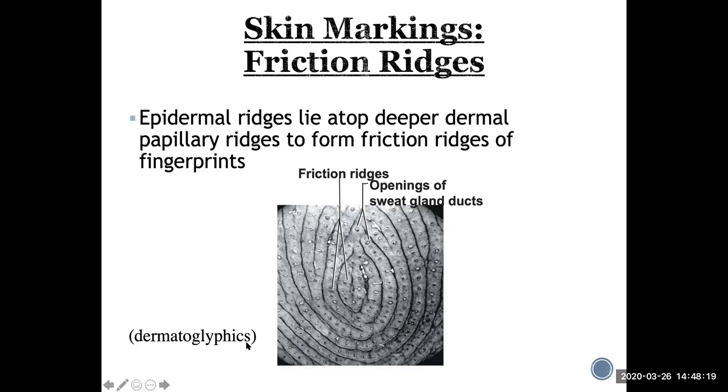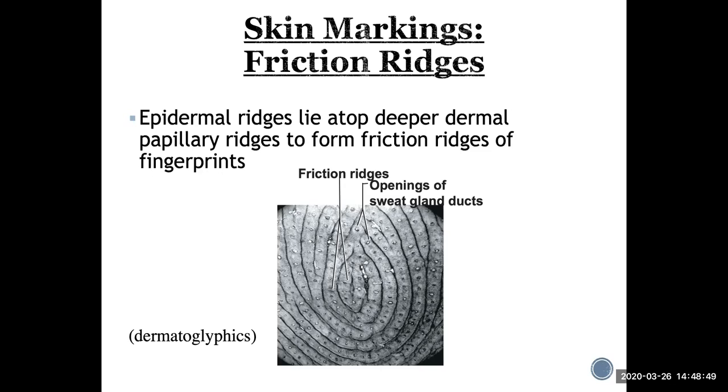The ridges themselves have sweat gland ducts that open out onto them. And that's why whenever you touch something, you end up leaving a fingerprint, because those little sweat ducts are constantly producing sweat, and that gets deposited along the ridges of your fingerprints. So that's pretty cool, right?